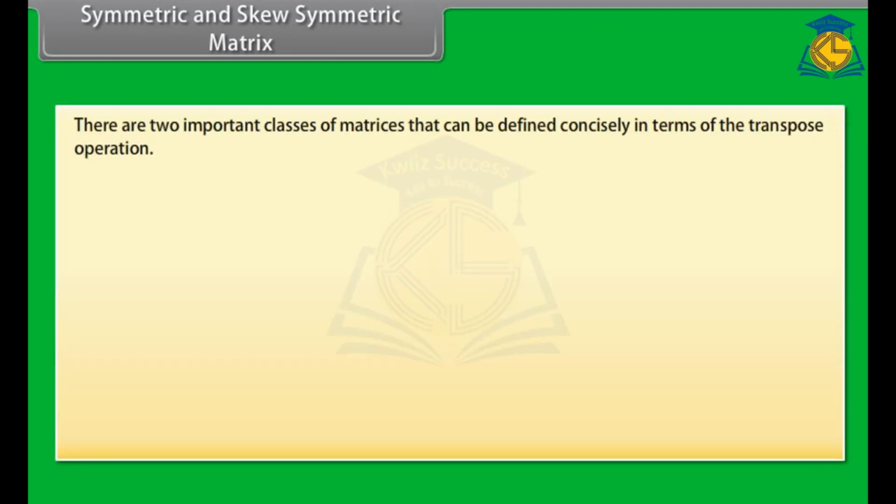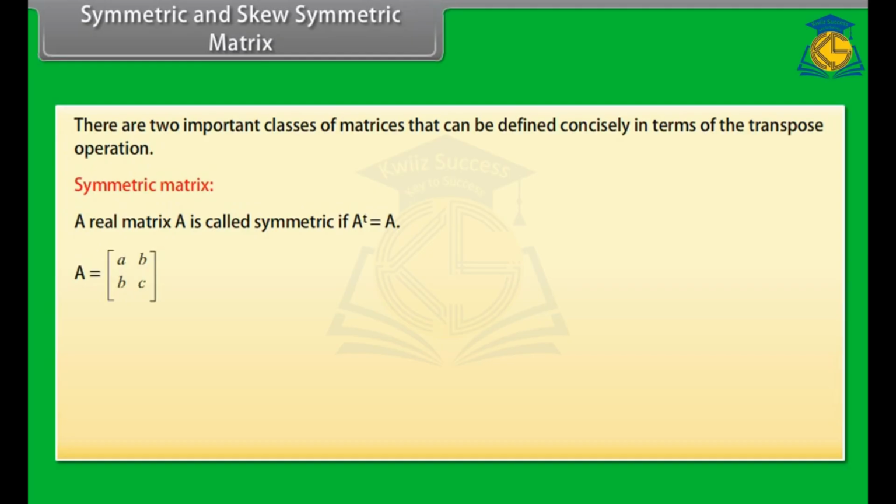Symmetric and skew-symmetric matrix. There are two important classes of matrices that can be defined concisely in terms of the transpose operation. Symmetric matrix. A real matrix A is called symmetric if transpose of matrix A is equal to matrix A. Here, A is a general 2 by 2 symmetric matrix.